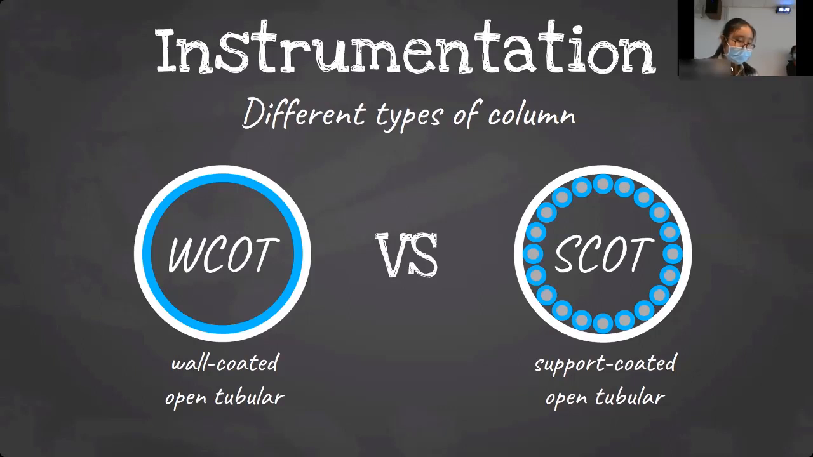WCOT, as its name states, has a thin layer of stationary phase, as indicated by the blue color here, coated on its column wall. On the other hand, the SCOT column wall is first coated with a thin layer of absorbent solid. The solid is then treated with the stationary phase. While SCOT columns are capable of holding a greater volume of stationary phase than the WCOT column, due to its greater sample capacity, WCOT columns still have a greater column efficiency.